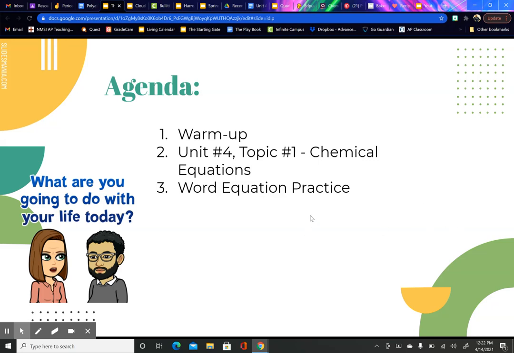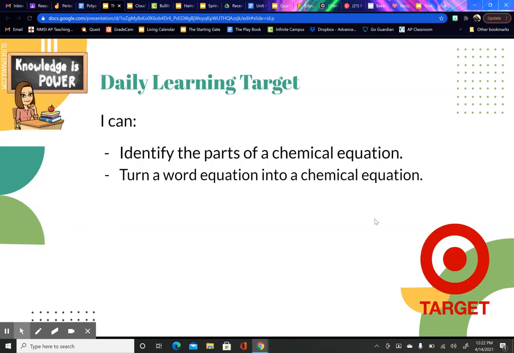I am going to go ahead and walk you through the same warm-up that I'm going to be using in my in-person classes today so that everybody gets a preview, and it also includes some important information that you'll be using in the notes. So our learning target for today is to identify the parts of a chemical equation, and we are going to be turning a word equation into a chemical equation.